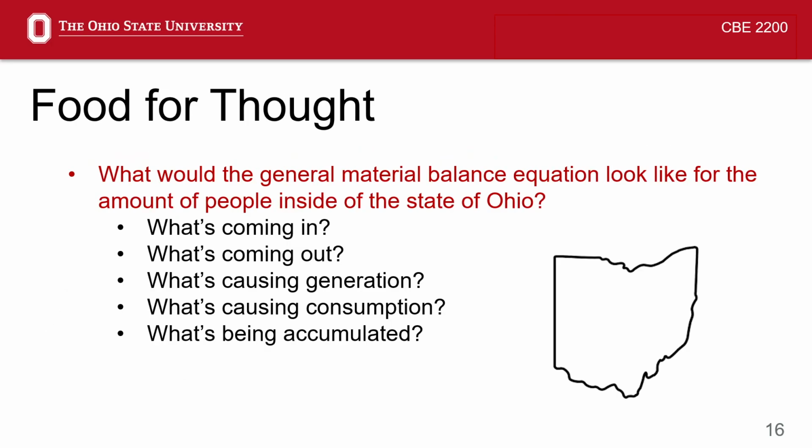Okay, with that, just some food for thought. Think about what the general material balance equation would look like for the number of people inside of the state of Ohio. And so with that, you'd want to think about what's coming in, what's coming out, what's causing generation, consumption, and what is being accumulated. What would you call it?